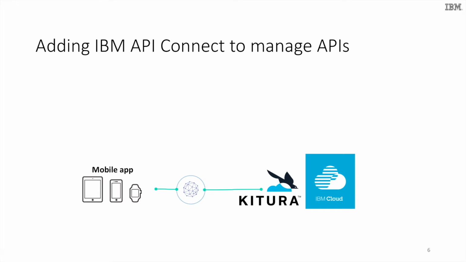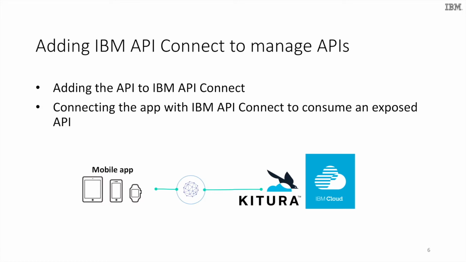In this video, we will add IBM API Connect. First, we will add API to IBM API Connect application. In the second step, we will connect our application with IBM API Connect, and we will consume exposed APIs.